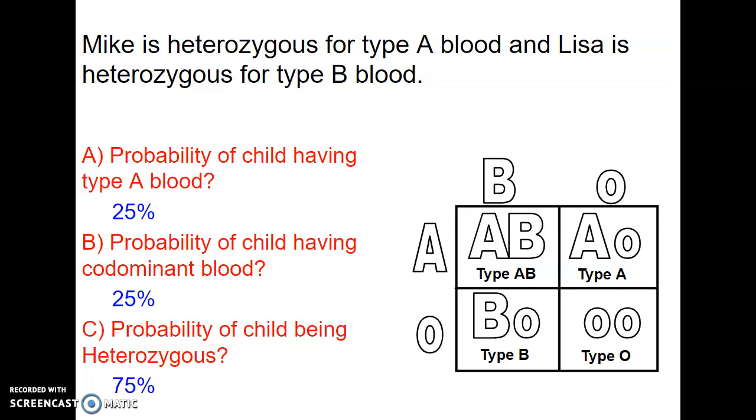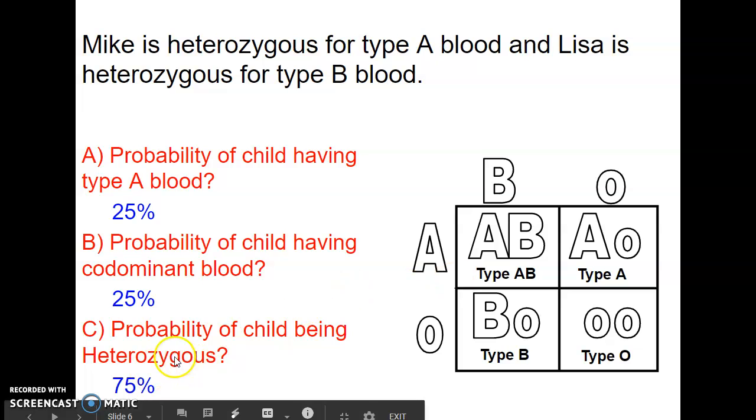You simply fill it in, right? So they have a 25% chance of having a child that has blood type AB, 25% blood type heterozygous A, 25% heterozygous B, and 25% blood type O. And of course, 75% would be blood type AB, A, and B.